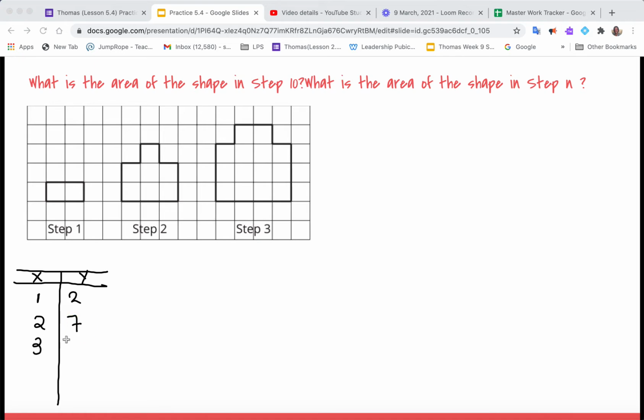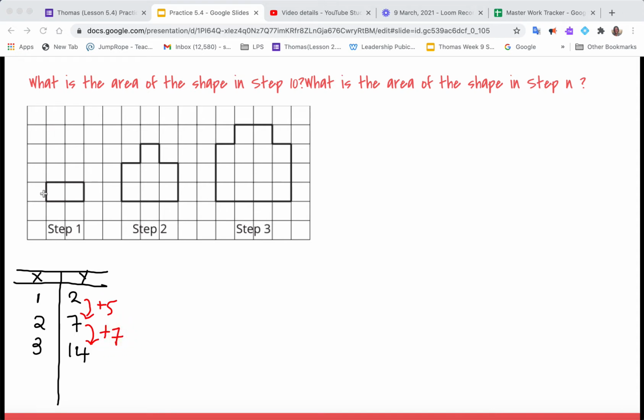Step 3, we have 14 squares. And so if we're looking at how the pattern is growing so far, here is what I notice. From 2 to 7, that's a plus 5. From 7 to 14, that's a plus 7.